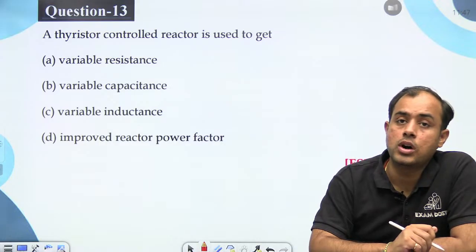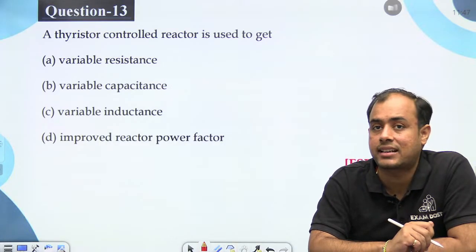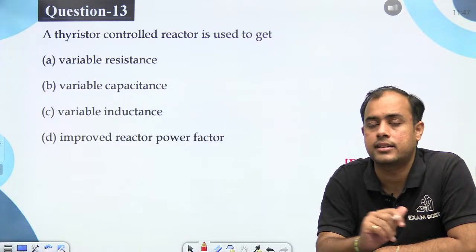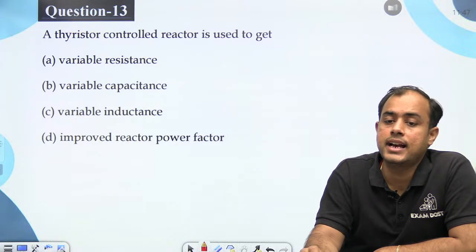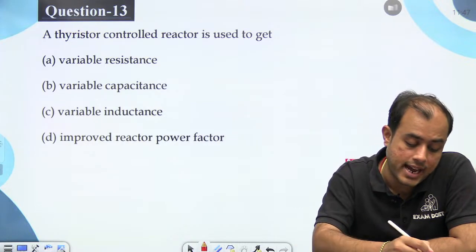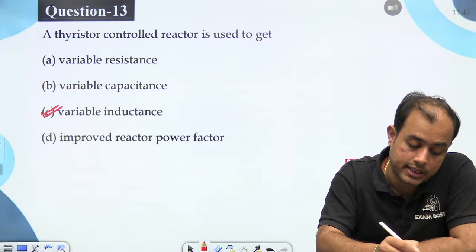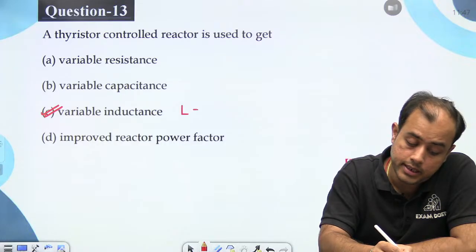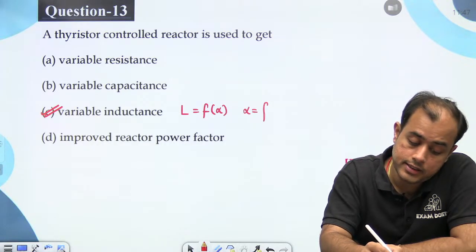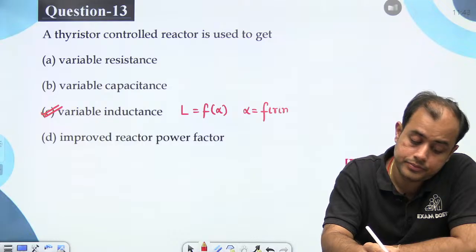ESE 2002, a thyristor controlled reactor is used to get TCR, thyristor controlled reactor. You get variable inductance. So inductance is a function of alpha, where alpha is firing angle.